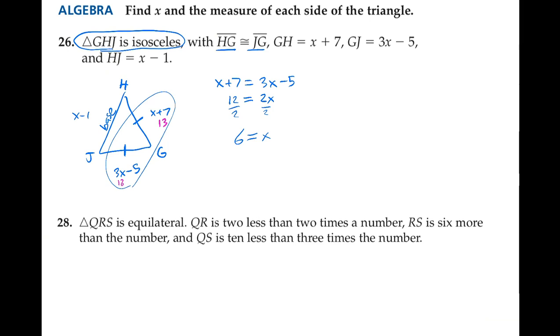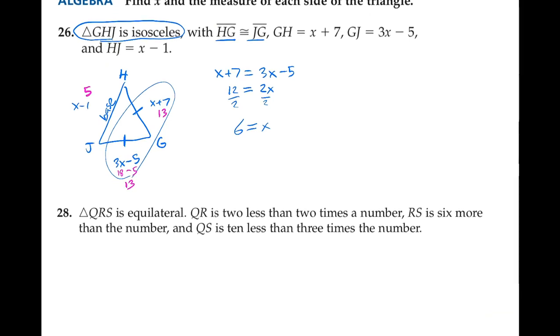Plugging in 6, we get 18 minus 5, that's 13. Plugging 6 into the other one, we get 5. Nice, it worked out, so it is isosceles. We found every side and x.